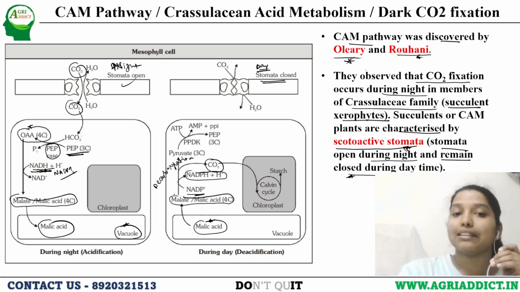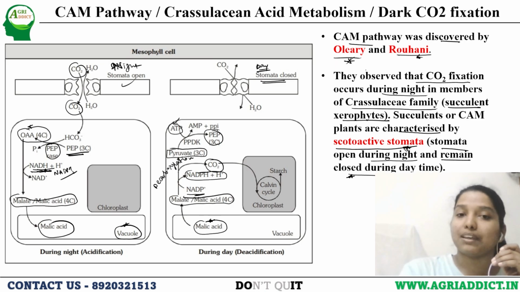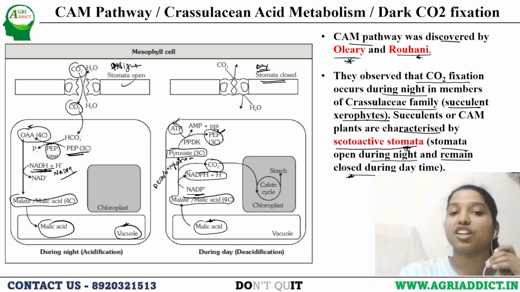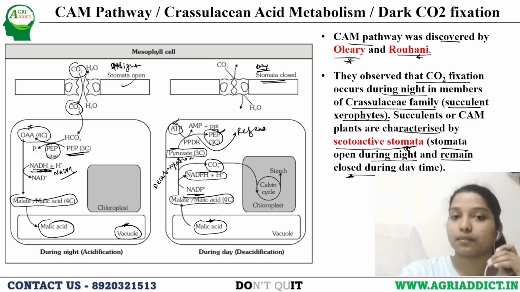So this is the decarboxylation process. And now this malate is getting converted into pyruvate or pyruvic acid, which is using one ATP here, and this PEP is formed. This is regeneration. Here the regeneration of PEP is taking place.